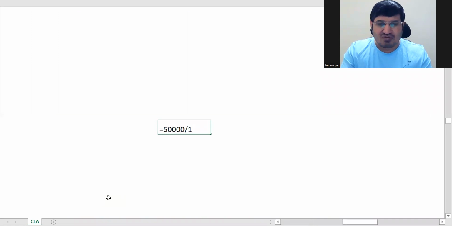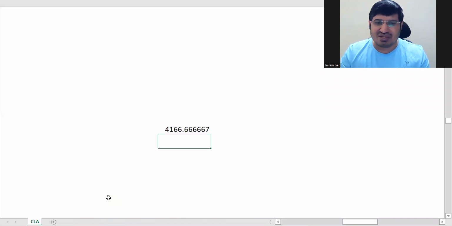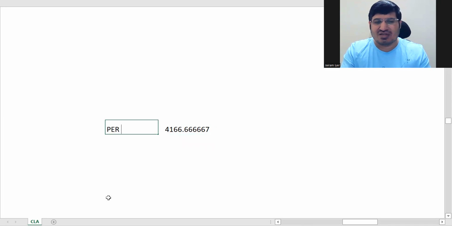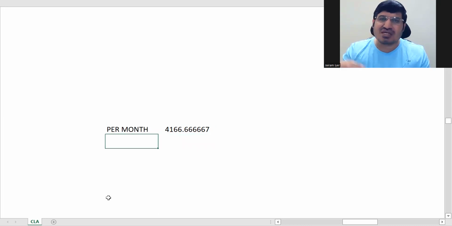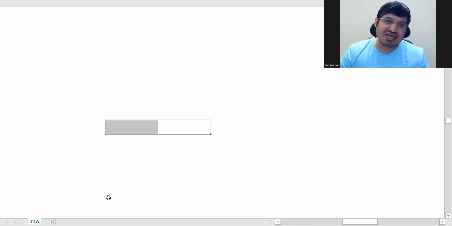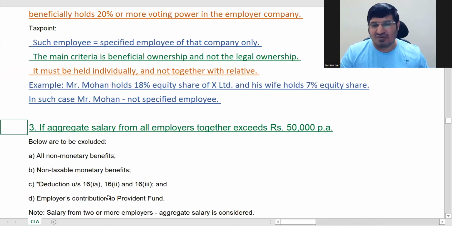50,000 upon 12. Correct. This much is the monthly amount. 4,166. Anyone who is earning even this much per month becomes a specified employee. As such, you can say literally anyone is a specified employee. Correct. People who are earning less than this amount per month, only they are non-specified. So your third category has really enlarged the definition of specified employee.